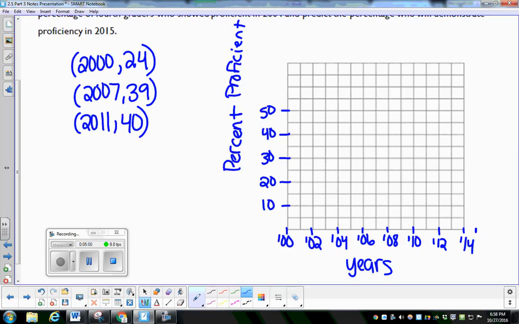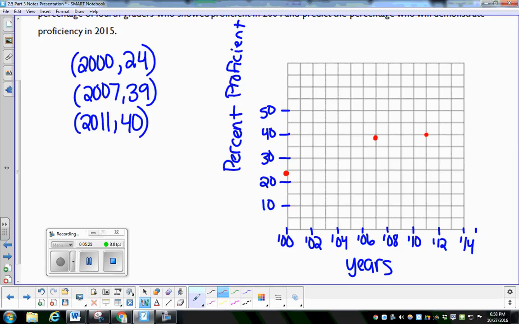So let's go ahead and plot those points that they gave us. We know that in the year 2000, 24% of students are proficient. So in 2000, we've got 24% of students proficient. In 2007, 39% are proficient. So we're almost up to 40. I'll go right below the 40 there. And then in 2011, we just make it up to 40%. So at 2011, we just hit that 40% mark.